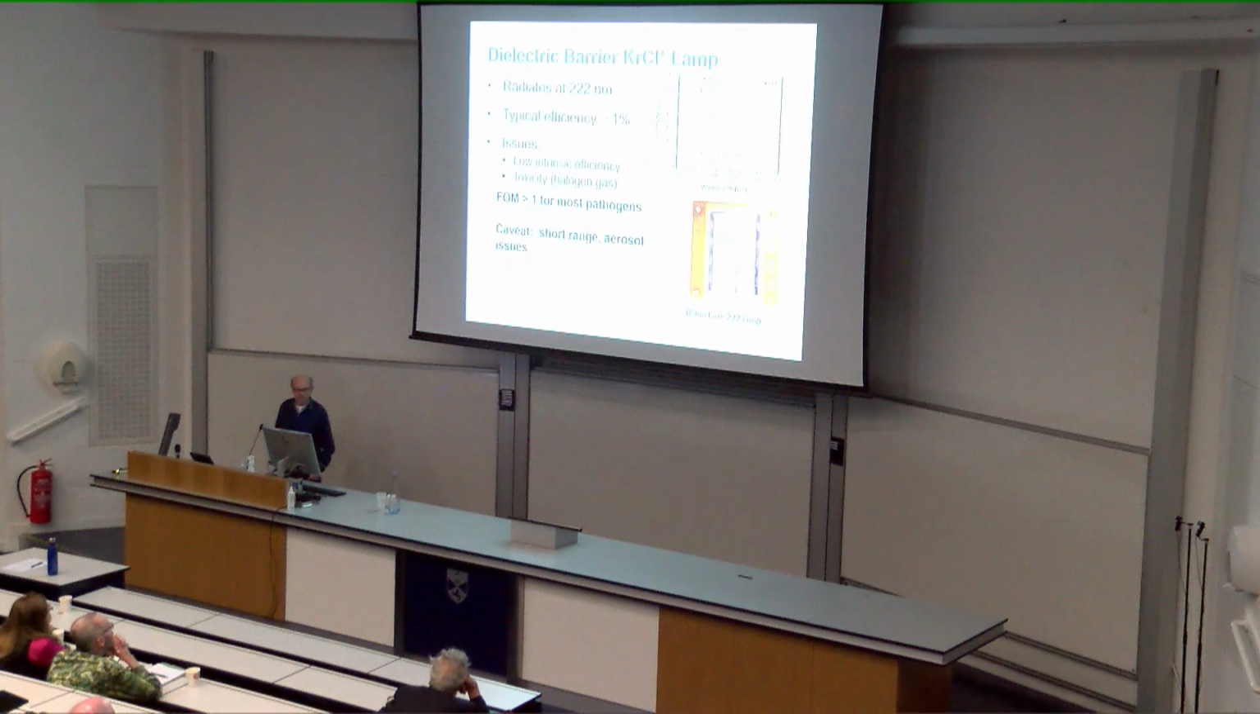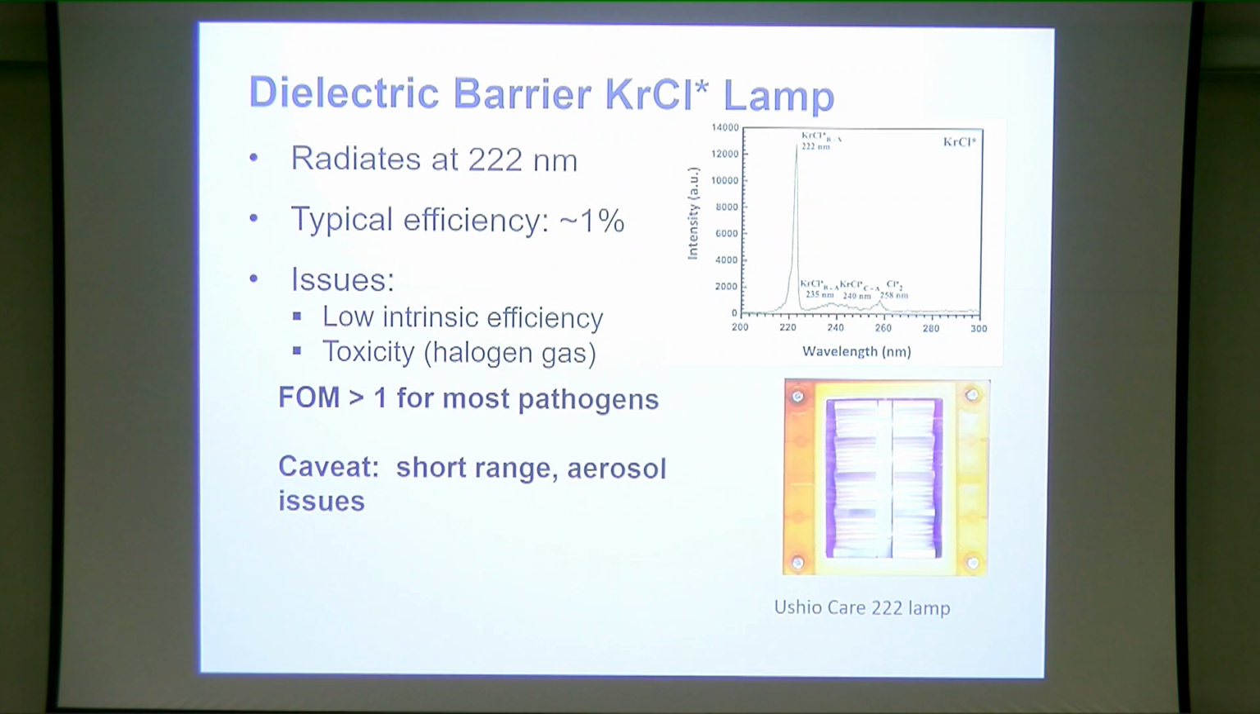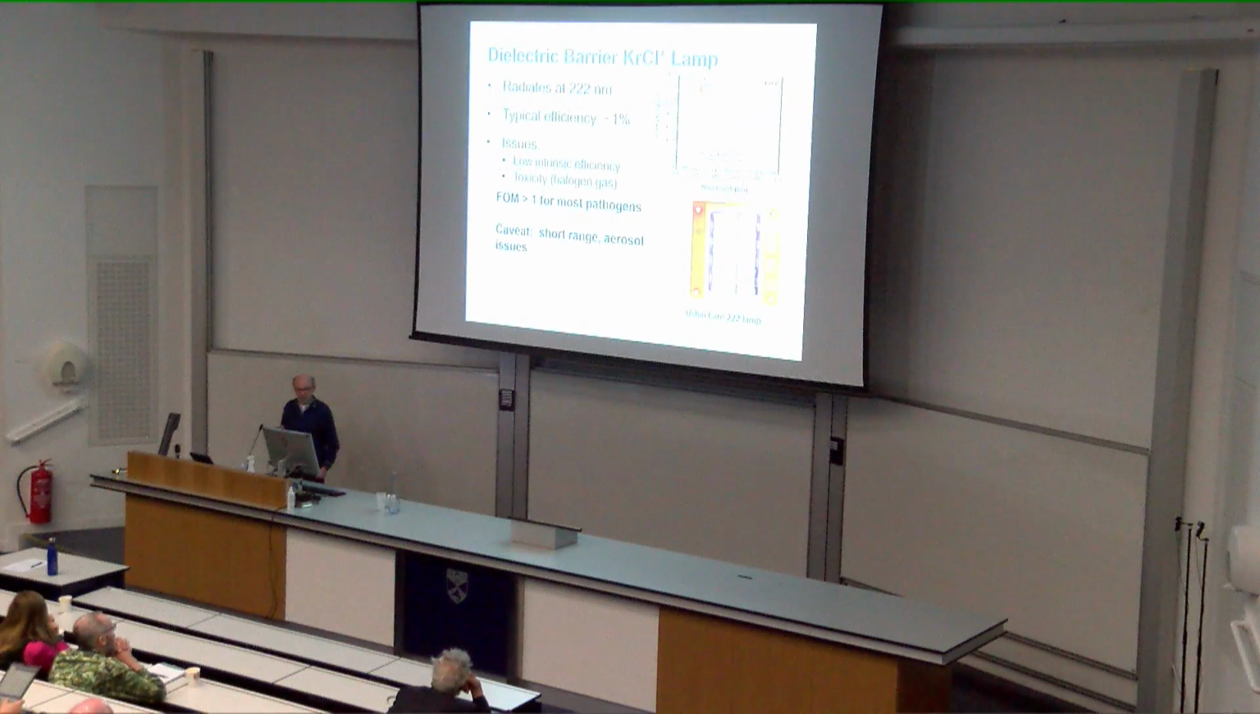Dielectric barrier krypton chloride lamp radiates at 222. Typical efficiency is low. It's only 1%, could be a little higher, could be lower. It does make use of a somewhat toxic gas, a halogen. Chlorine is in it. Figure of merit for 222 is greater than 1 for most pathogens. That's good because it means you need less time or less energy to eliminate what you're after. But be careful, the short range, especially with aerosols, limits it reaching its target.